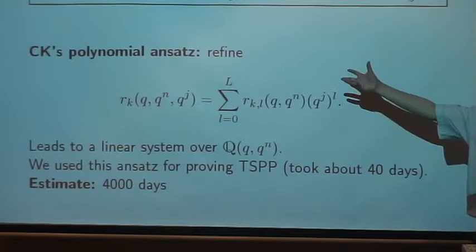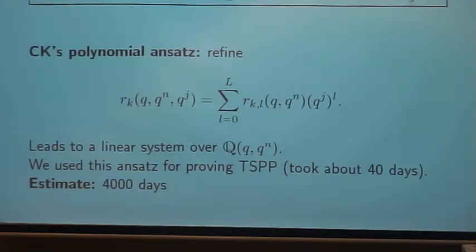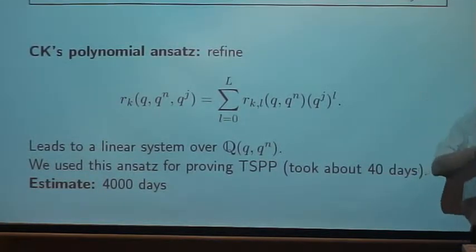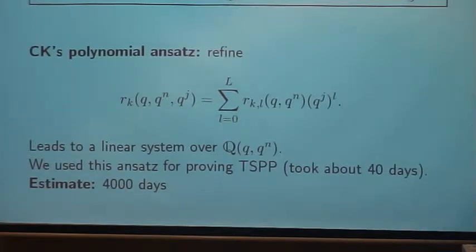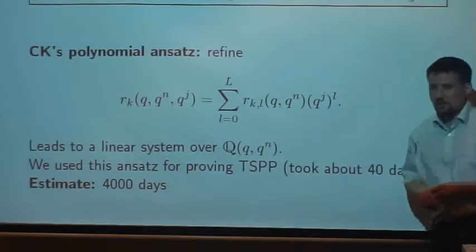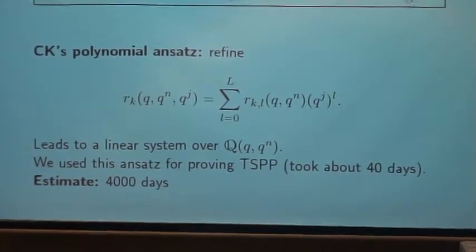So this ansatz turned out fine for the TSPP problem. It took about 40 days. These things were really big. It took 40 days to conclude it, and under the assumption that the cube case takes 100 times more time, the estimate is 4,000 days. So still not satisfying.